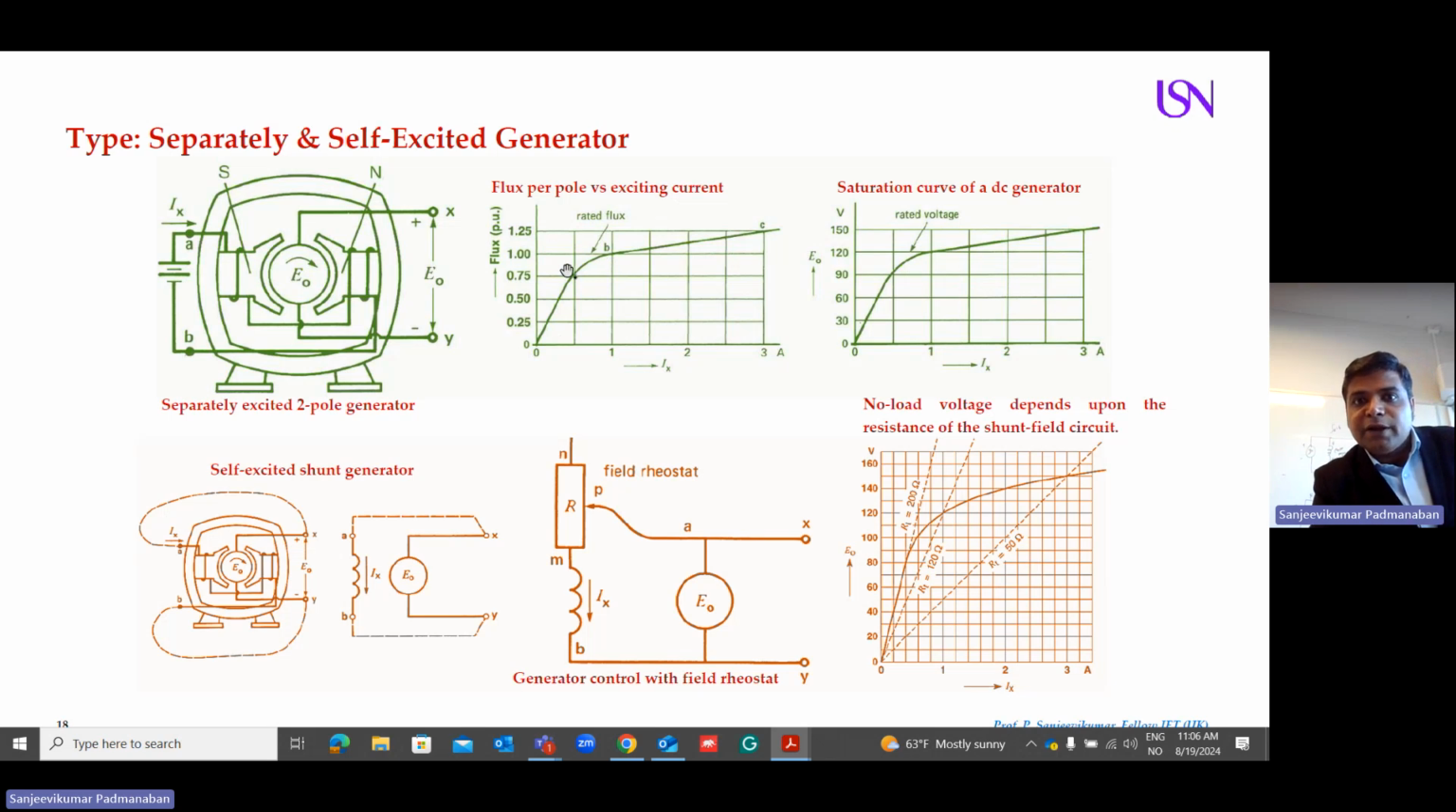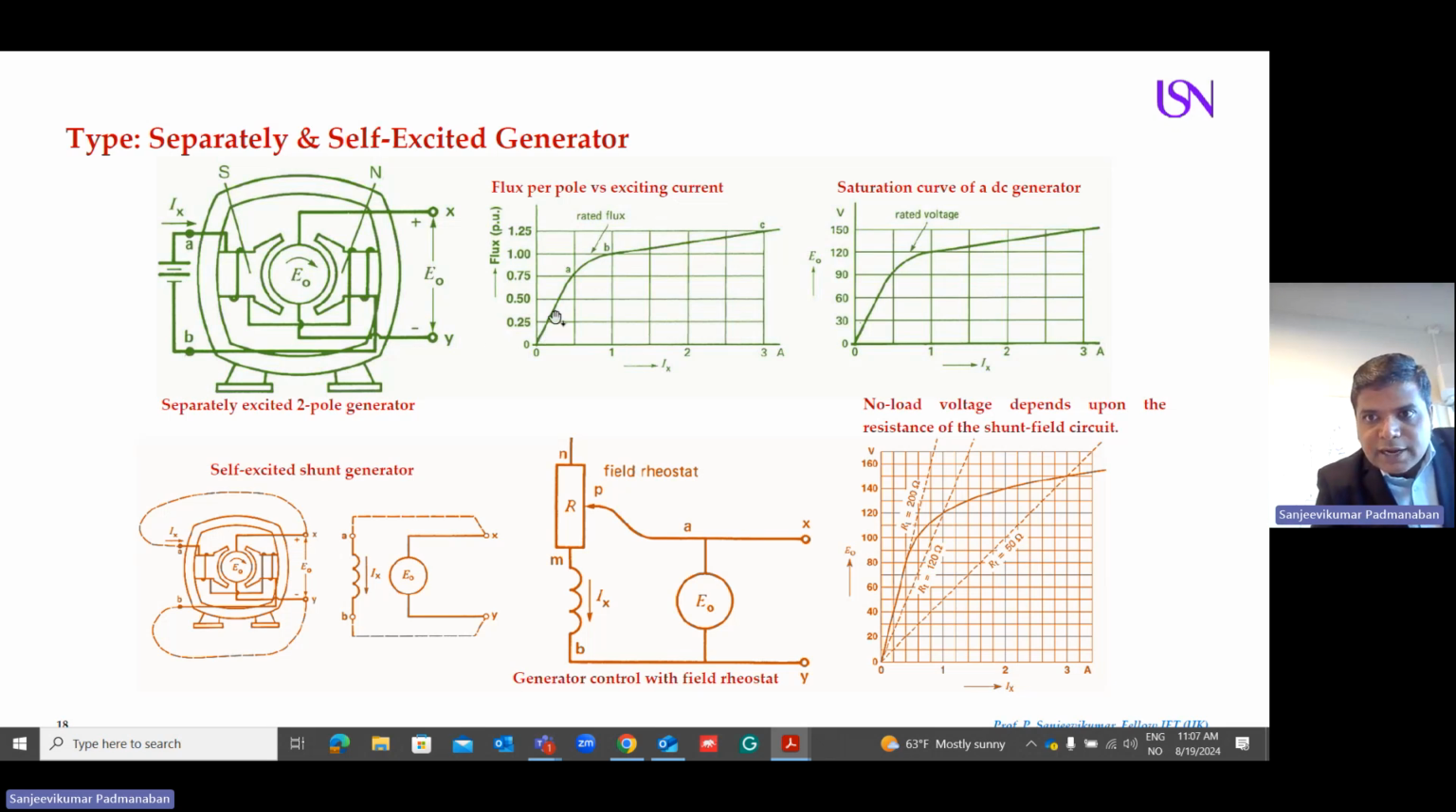So this is the characteristic between flux and excitation current. The flux and excitation current are directly proportional. Is it clear? Second one, I'm going to look at the saturation curve of a DC generator. What is the saturation curve? The definition is the relationship between the output voltage generated and the excitation current. What is the meaning of excitation current? The current you give to the field winding to create the magnetic field.